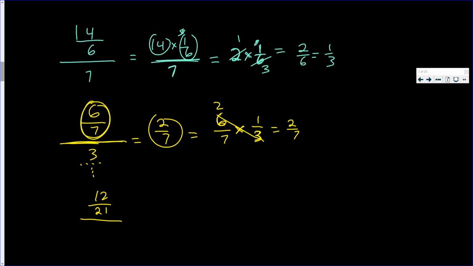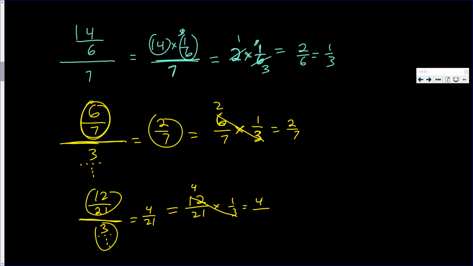Okay, if you had 12/21 and you're going to divide it by 3, you're going to get 4/21. If you don't believe it, you keep the first fraction, you change division to multiplication, and this 3 you flip over. And yes, 3 goes into 12 4 times. So you end up with 4 times 1 over, if you like, 21 times 1.